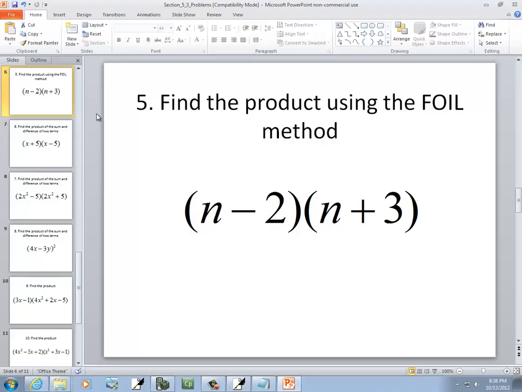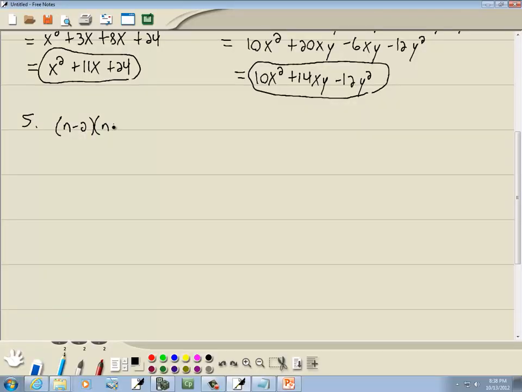n minus 2 times n plus 3. Okay, so we got two terms in our first parentheses, we got two terms in our second parentheses. So I'll take my first term, the n, multiply it times the n over here, and times the 3. I'll take the second term here, the negative 2, multiply it times the n, and times the 3.